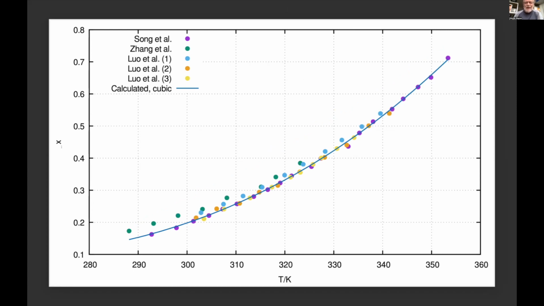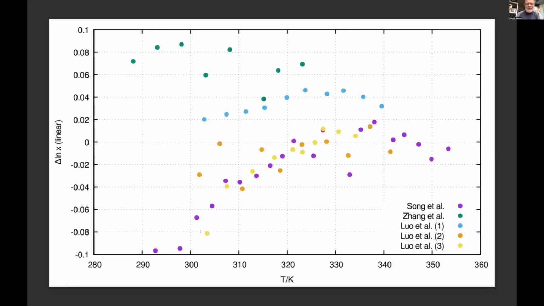So this is a cubic polynomial in T, but not in the logarithm of mole fraction, but the mole fraction. And now you see that it prefers Song's data, and it looks nice, but what should be analyzed are not the values, but the residuals. So this is the linear case, and you see that here you do not have data for zero residuals, and you see clear trends in all data sets, so the fit is not good.